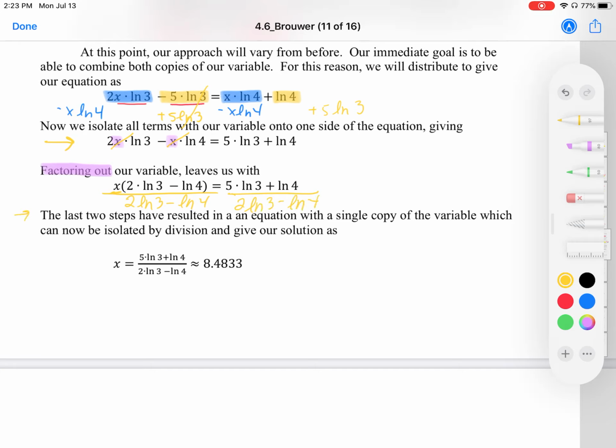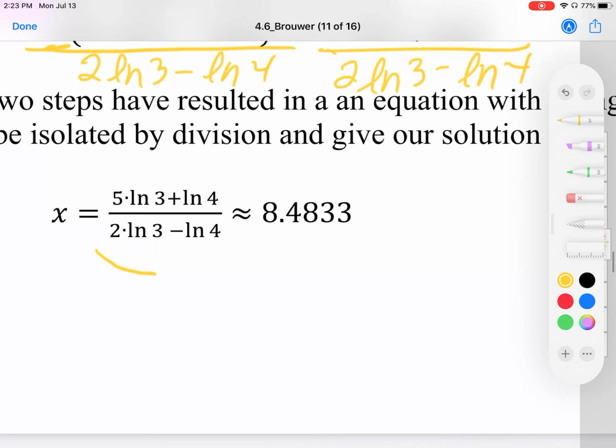The last two steps have resulted in an equation with a single copy of the variable, which can now be isolated by division. And we have our solution. All right, for this problem, take the time to type it into two spots. I would probably take the time and get a decimal for my numerator, and then find my decimal for my denominator, and then divide at the end to get this answer.